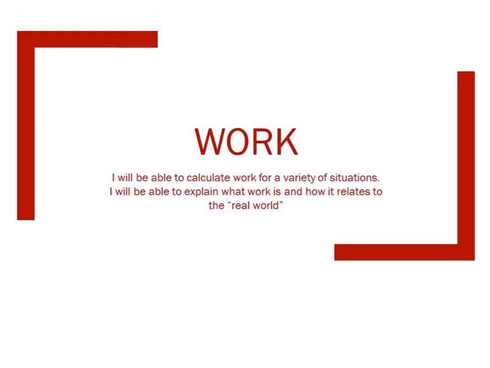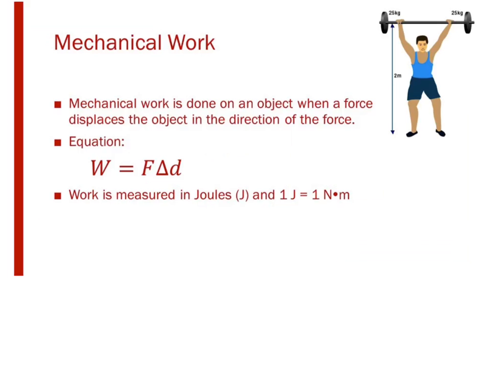In this video, we're going to look at work in a variety of situations and real world. So what is mechanical work? Mechanical work is done when a force makes an object displace. So in other words, we have to have a force and we have to have a displacement. And so you can see in our equation here, we have work equals force times displacement. And because force is going to be in newtons, and displacement is going to be in meters, our units are going to be Newton meters.